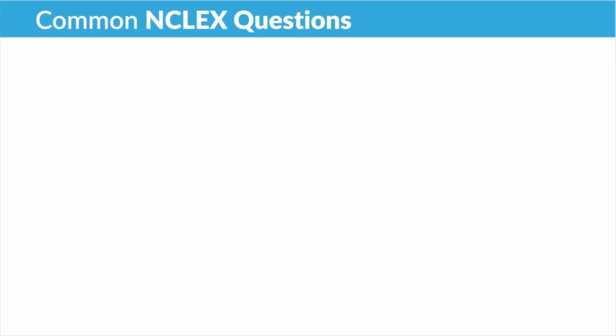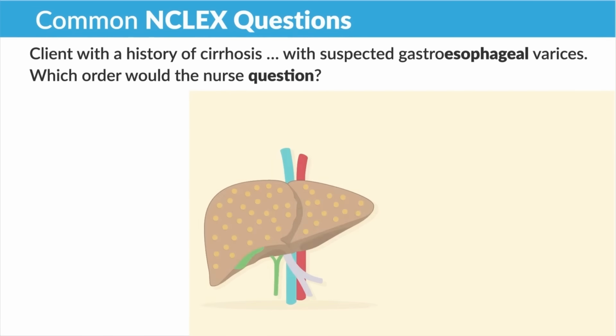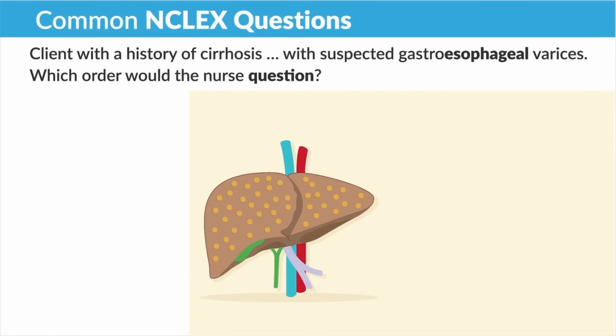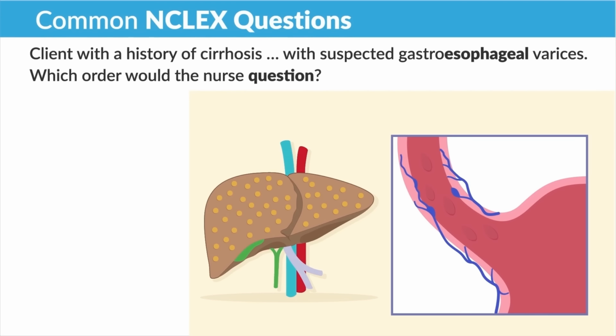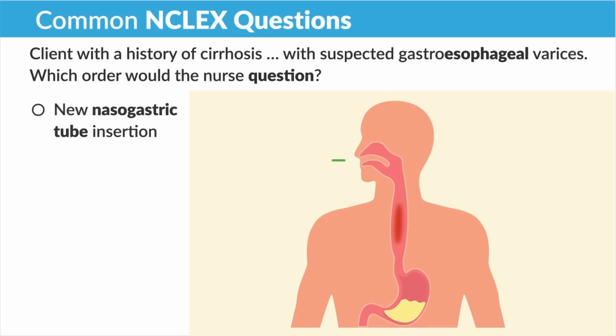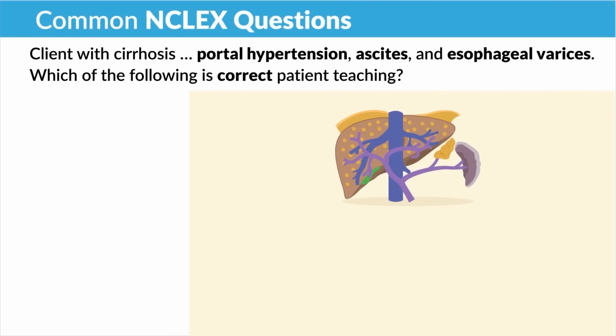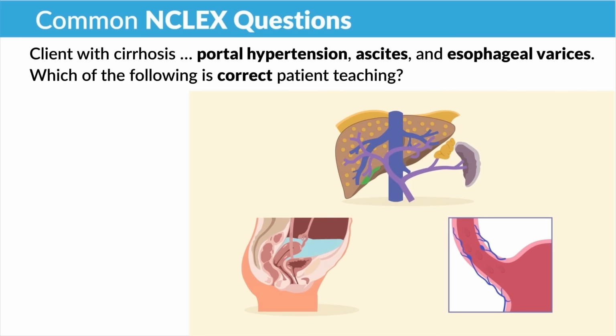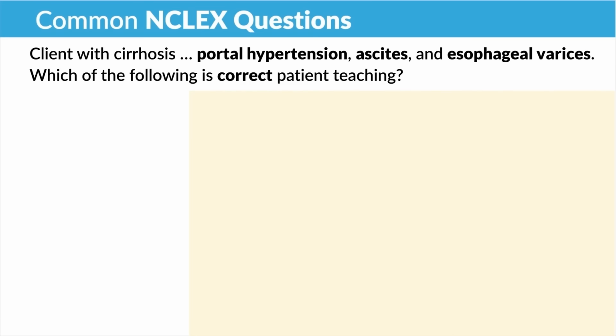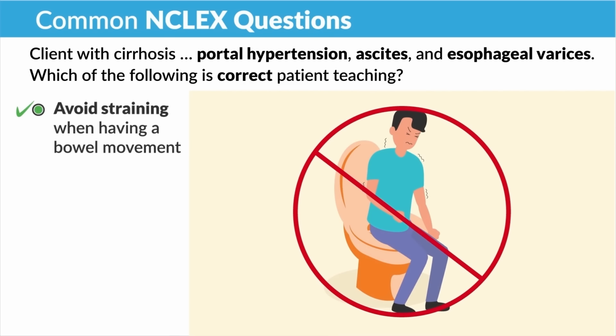So common NCLEX questions include a client with a history of cirrhosis with suspected gastroesophageal varices. Which order would the nurse question? The new nasogastric tube. Yes, always question any new NG tube. And a client with cirrhosis, portal hypertension, ascites, esophageal varices, all the things, right? Which of the following is correct patient teaching? Avoid straining. Yes, always avoid straining when having a bowel movement.